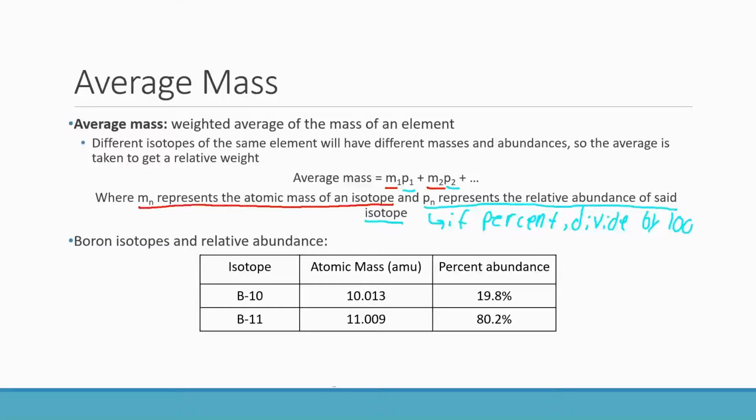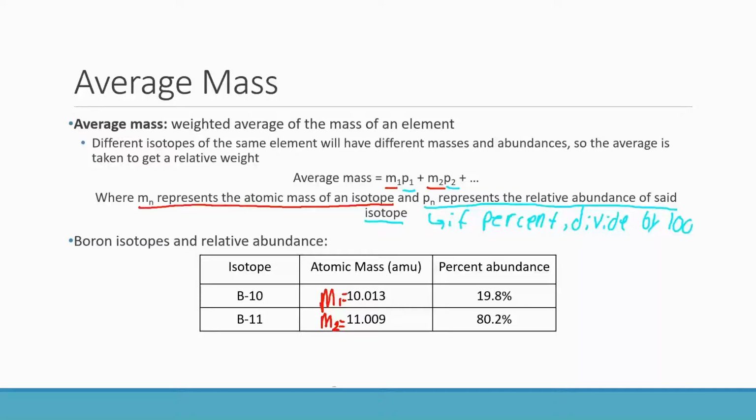Now, we actually have every single one of our variables. We have our masses of each isotope. So I'm going to label B10's atomic mass, this one right here, as m sub 1, and I'm going to label B11's atomic mass as m sub 2. So this is the mass of my first isotope, this is the mass of my second isotope.